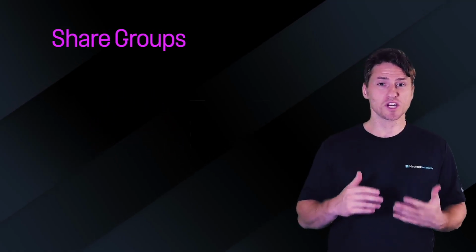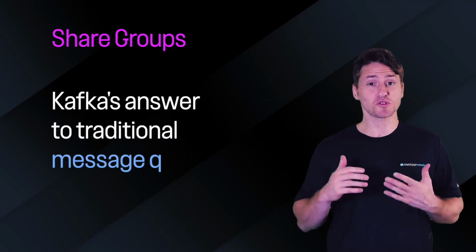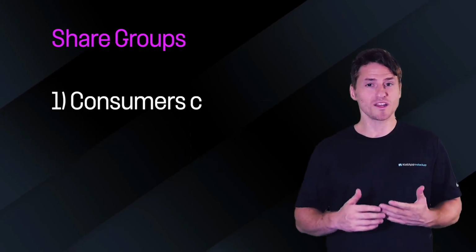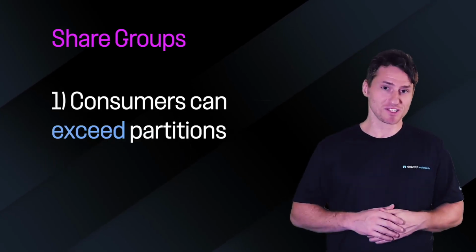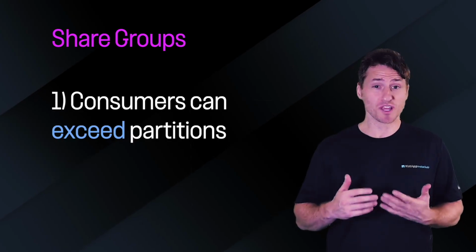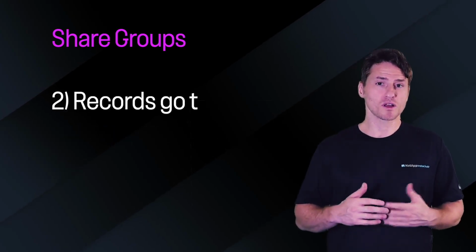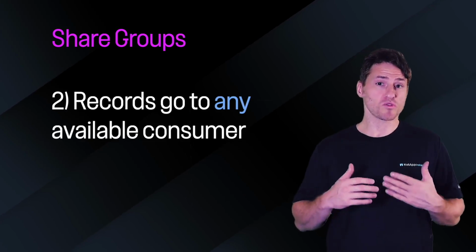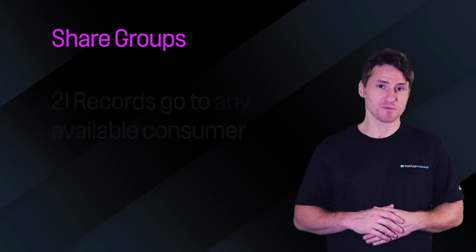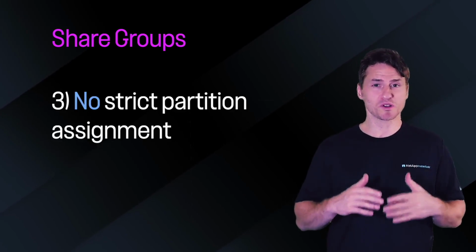So here's where share groups come in. It's Kafka's answer to traditional message queues. 1, consumers can exceed partitions. If you want 50 consumers for 10 partitions, sure. 2, we get cooperative consumption where records go to any available consumer. And 3, there's no strict partition assignment.